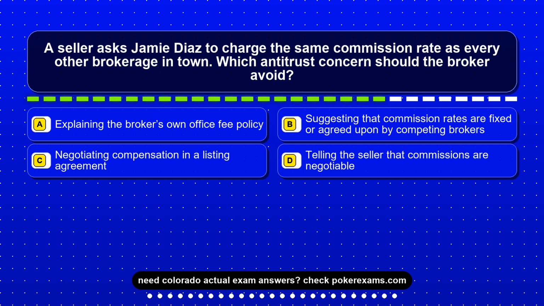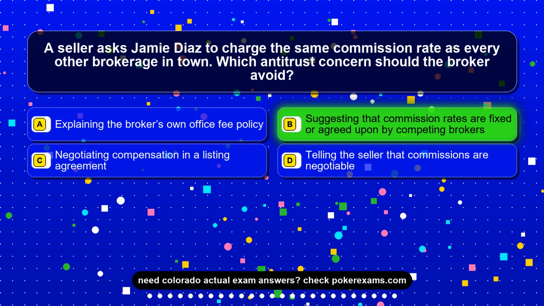Question 11. A seller asks Jamie Diaz to charge the same commission rate as every other brokerage in town. Which antitrust concern should the broker avoid? Option A. Explaining the broker's own office fee policy. Option B. Suggesting that commission rates are fixed or agreed upon by competing brokers. Option C. Negotiating compensation in a listing agreement. Option D. Telling the seller that commissions are negotiable.